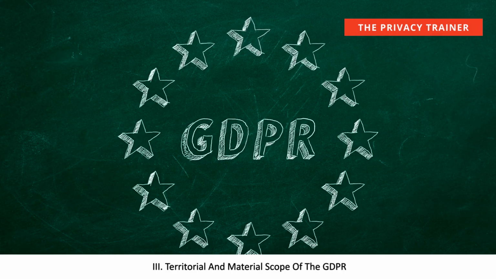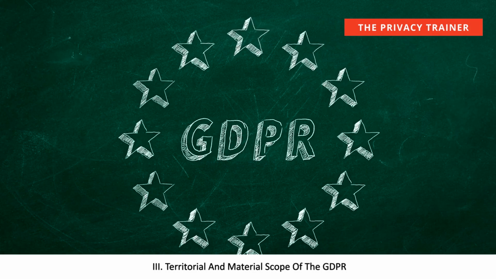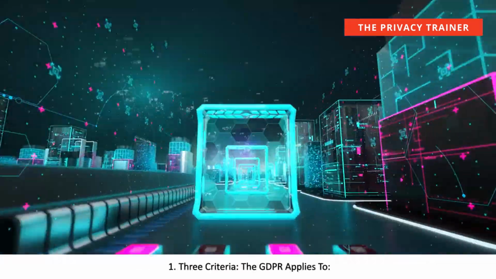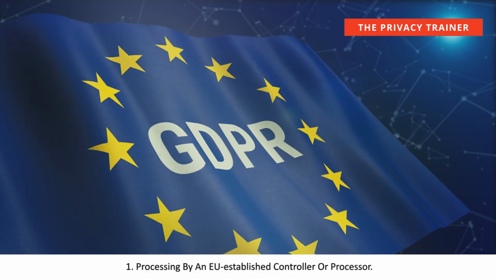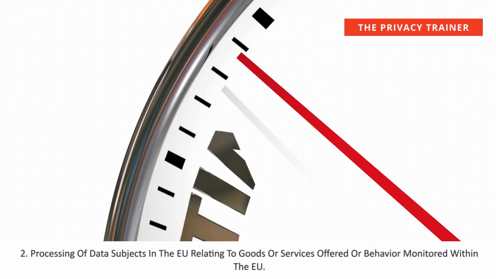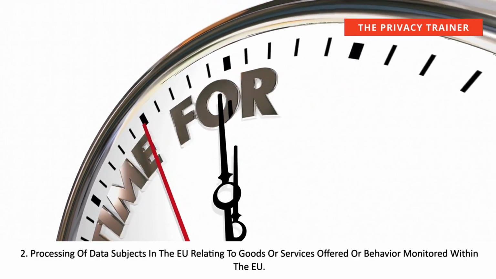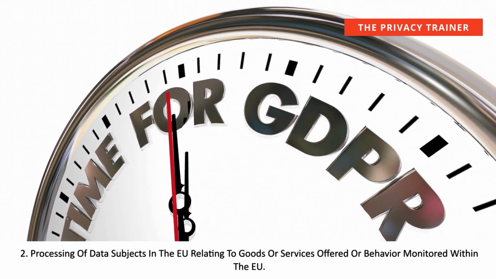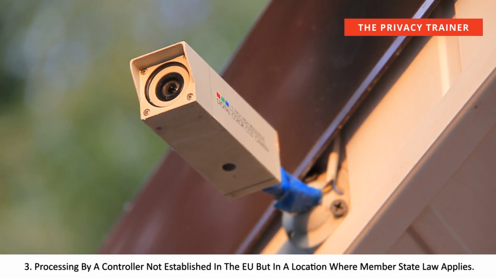Territorial and material scope of the GDPR. A. Territorial scope. Three criteria: the GDPR applies to 1. Processing by an EU-established controller or processor. 2. Processing of data subjects in the EU relating to goods or services offered or behavior monitored within the EU. 3. Processing by a controller not established in the EU, but in a location where member state law applies.